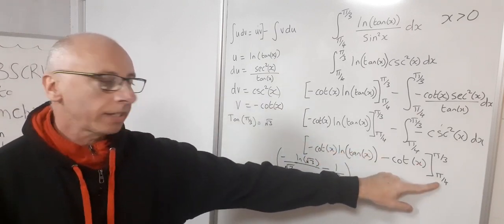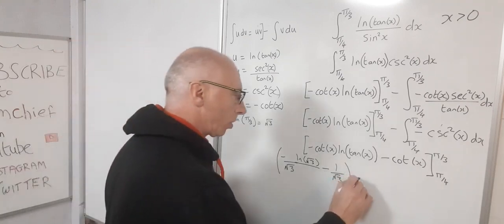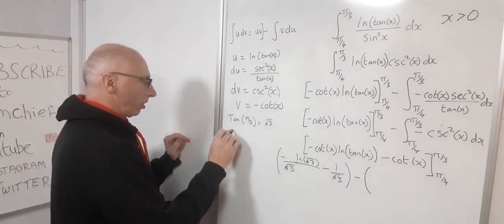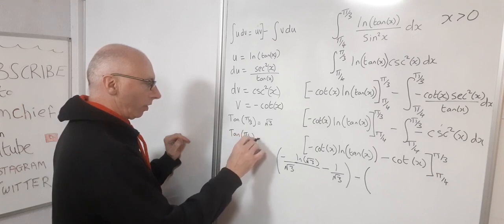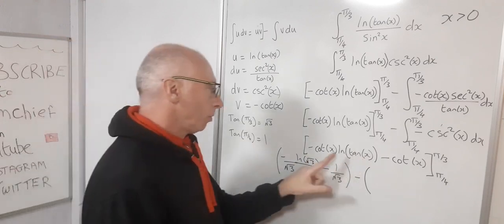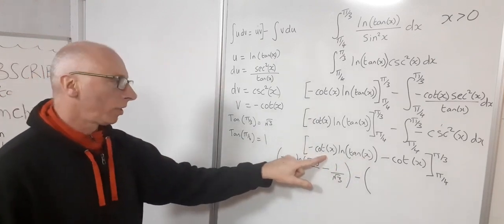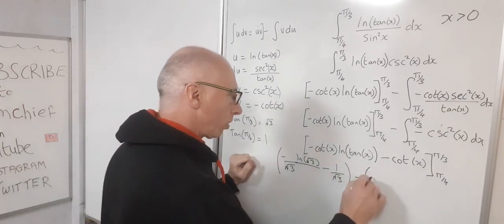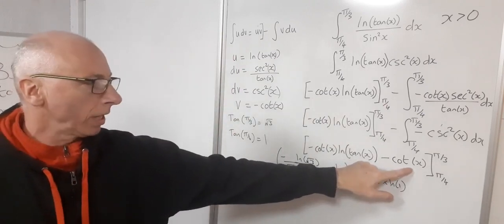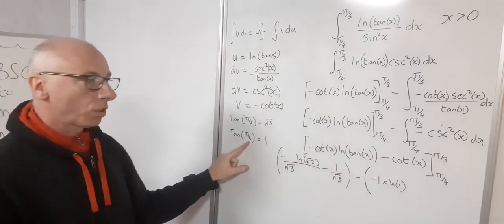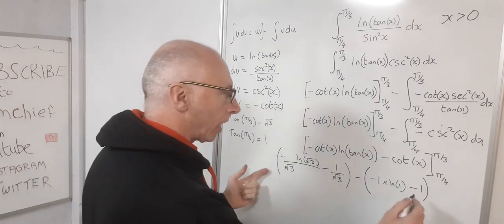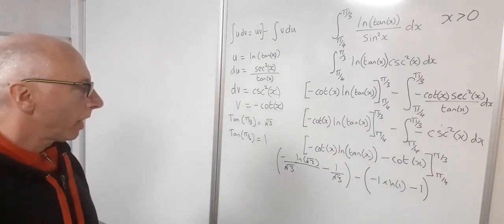Now I need to calculate at pi over 4, so I'm going to subtract all my calculations at pi over 4. Well, tangent of pi over 4 is simply 1. So the log of 1 multiplied by the reciprocal of 1. Here I'm just going to be left with minus 1 times a log of 1. And then I'm going to have to subtract another cotangent of pi over 4, which is just going to give me 1. Okay, so that's my calculation to work out the answer to my integral.